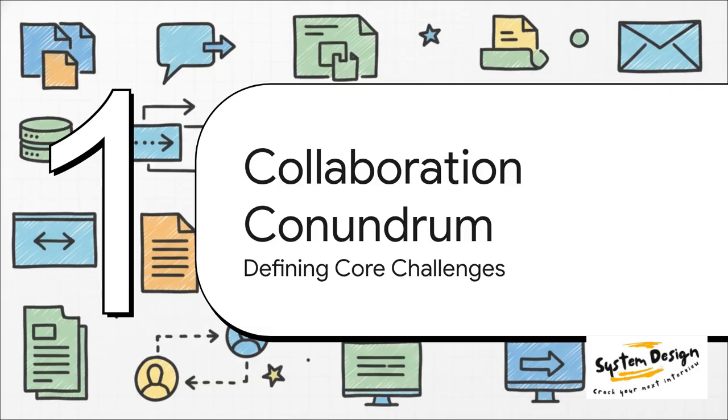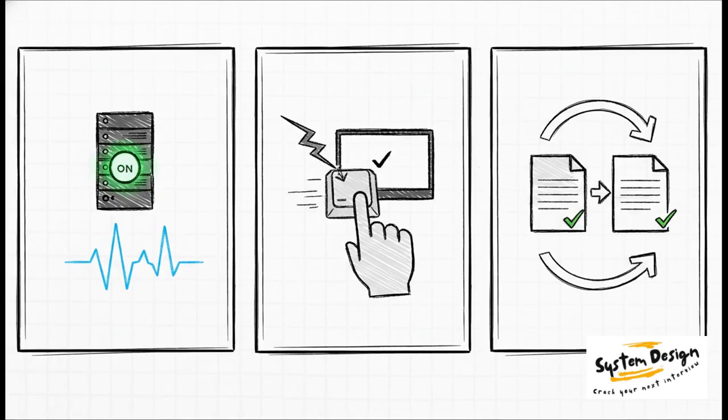All right, Section 1, the collaboration conundrum. Before we write a single line of code, we really need to figure out what we're trying to achieve. What are the absolute non-negotiables for this system? So these are the big three. High availability, meaning the service has to always be on. Low latency, your edits have to show up like instantly. And then there's this really interesting one. Eventual consistency. And this is crucial. It means we're okay if, for a tiny fraction of a second, your document and my document are slightly out of sync, as long as they eventually and very quickly resolve to the same correct version.